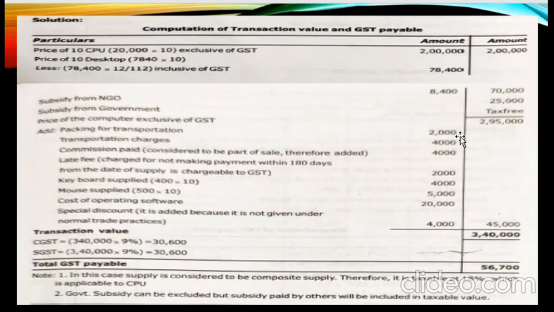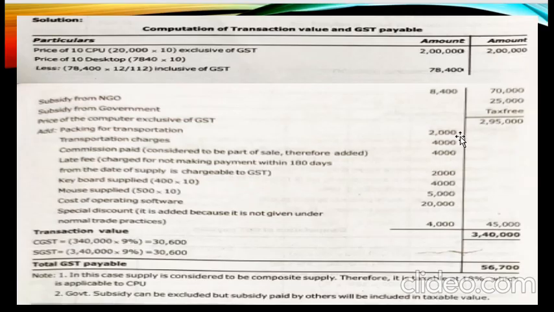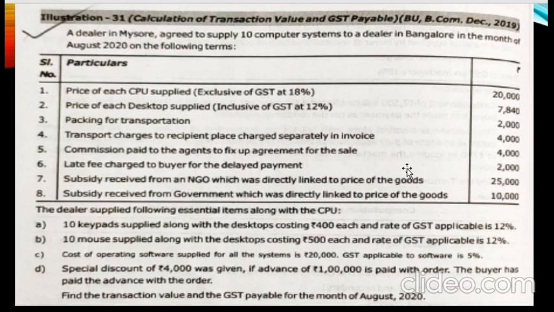Packing 2,000, which we have taken into consideration. Then transportation 4,000, commission paid 4,000. So transportation and commission paid 4,000 is also taken. Commission paid is considered to be a part of sale, therefore added. Then we have late fees. So we have late fees charged to a buyer for delayed payment, 2,000.